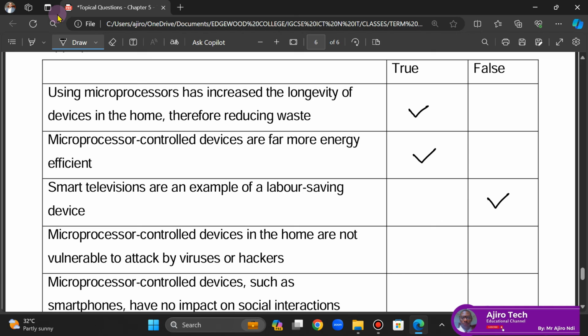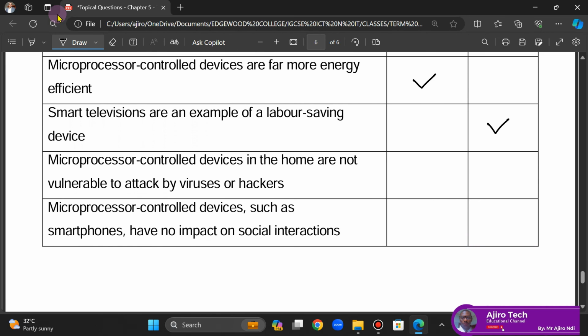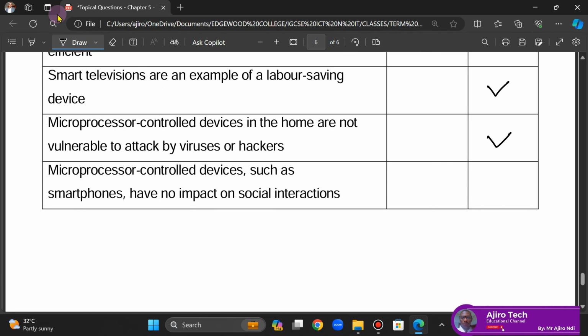Microprocessor control devices in the homes are not vulnerable to attacks by viruses or hackers. That is false, because they are vulnerable. These are devices connected to a network, to the internet, and that simply means they can have unauthorized access if not very secured. Microprocessor control devices such as smartphones have no impact on social interaction. It is false. They do have an impact on social interaction.